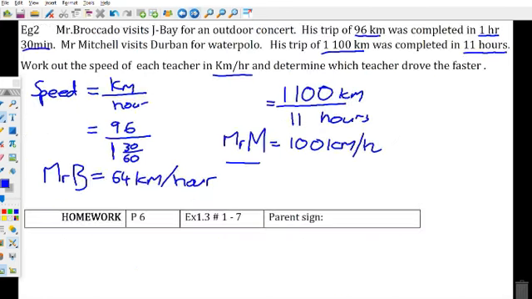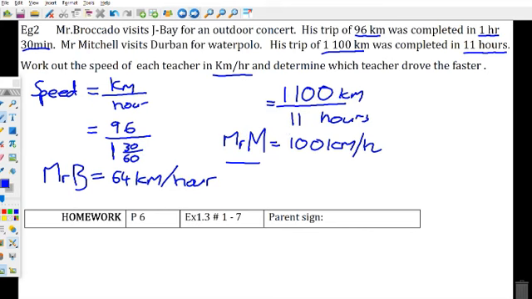Then in our example here, we said speed is kilometers per hour. So we determined how many kilometers. Ms. Bocado, 96. And 1 hour, 30 minutes is 1.5 hours, that's where that comes from. And she traveled at 64 kilometers per hour. Mr. Mitchell drove 1,100 kilometers and it took him a total of 11 hours. So on average, he traveled 100 kilometers per hour.